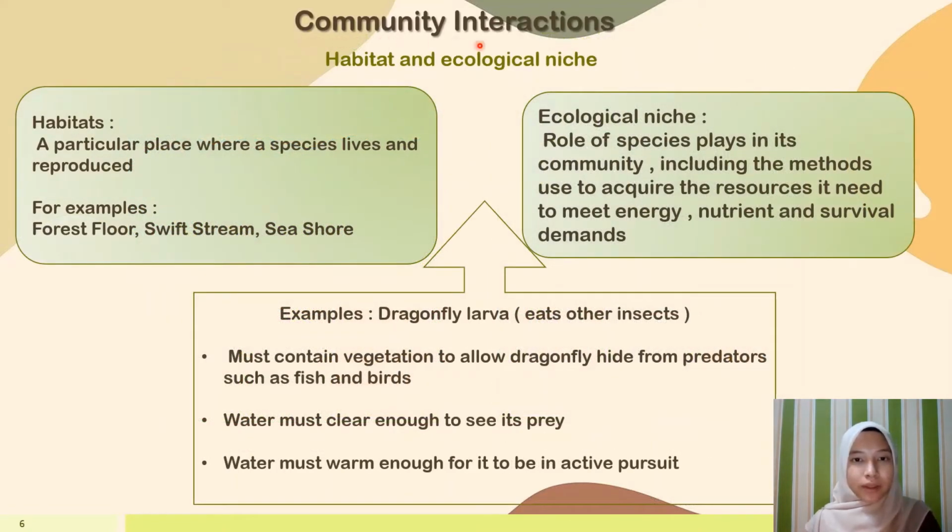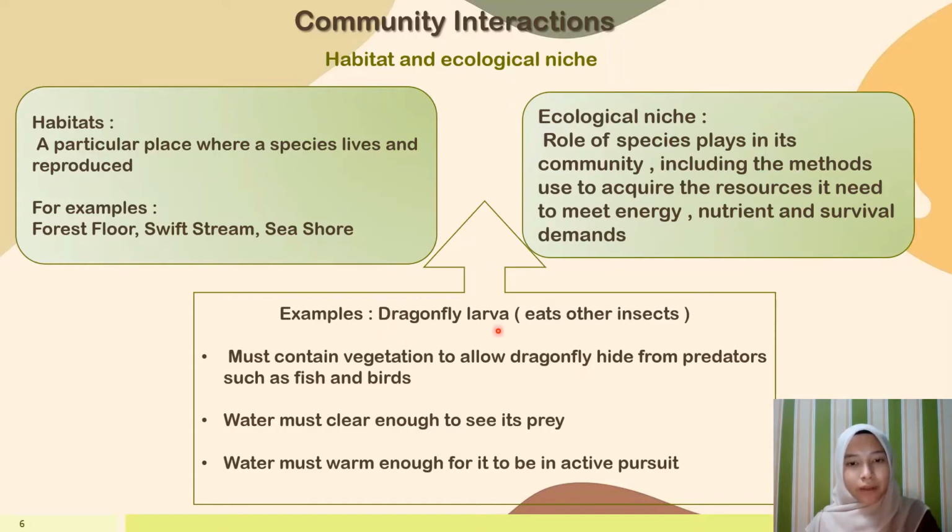Okay, next, community interactions. I will explain how habitat and ecological niche are related. First, what is a habitat? A habitat is a particular place where a species lives and reproduces. For example, forest floor, swift stream, and seashore. An ecological niche is the role a species plays in its community, including the methods used to acquire the resources it needs to meet energy, nutrient, and survival demands.